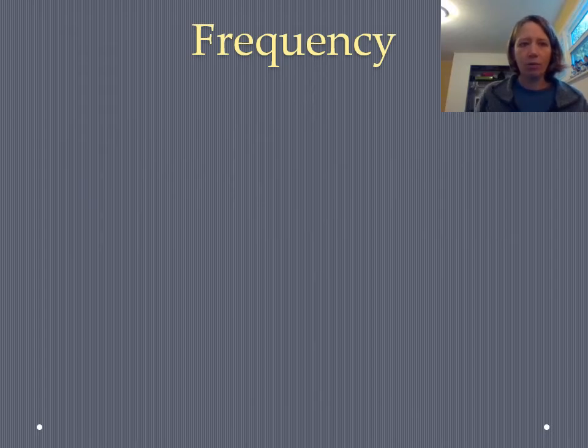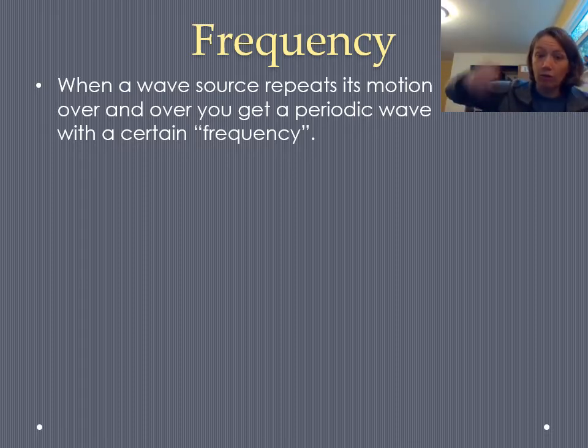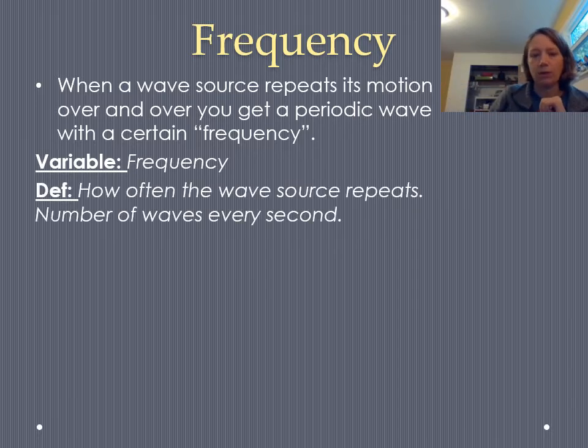The second wave variable that we need to understand the use of is a word called frequency. Now, you've probably used frequency in your life to describe how often something occurs, and the same usage is true for waves. So when a wave source is repeating its wave motion over and over again, when we have those periodic waves, the frequency is the number of waves every second that occur.